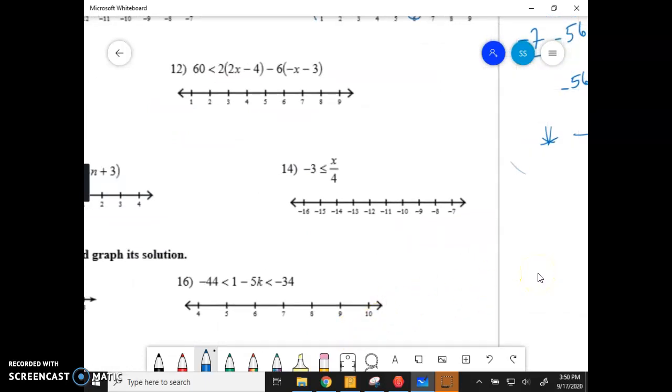Number 14, just remember anytime you're solving an equation or an inequality, you always want to do the opposite. So we have x divided by 4. To solve, I need to multiply by 4, and these will cancel. If I do it to one side, I have to do it to the other. I'm left with negative 12 is less than or equal to x. Or I should say x is greater than or equal to negative 12, because you should always read it from the variable.